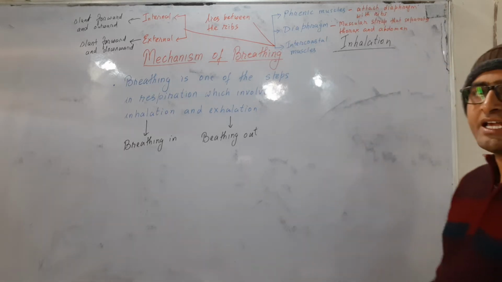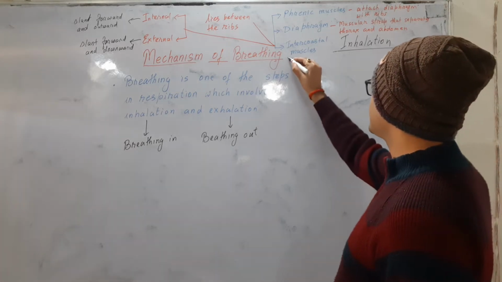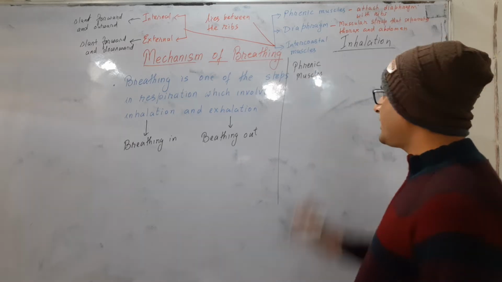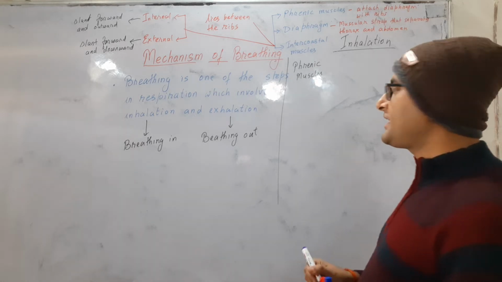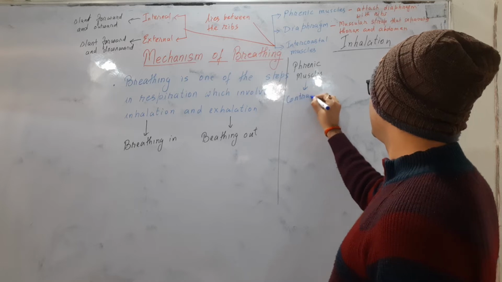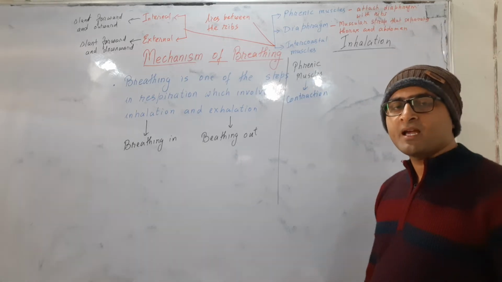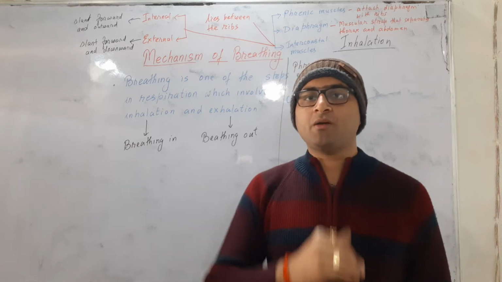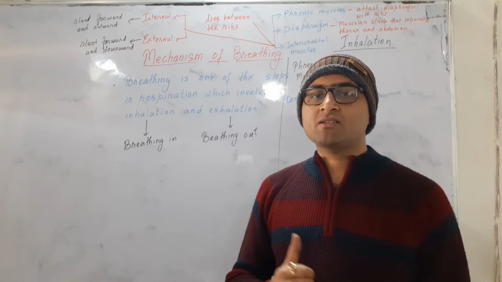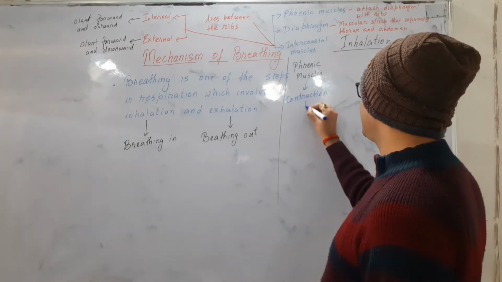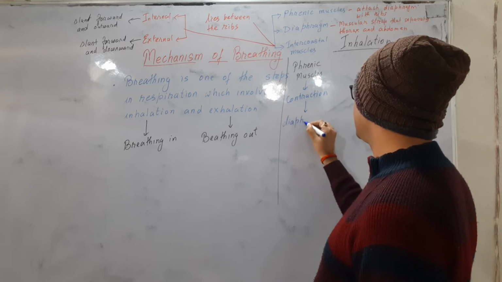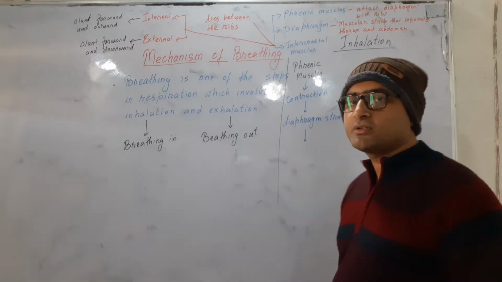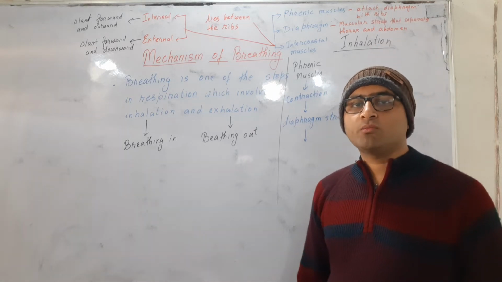Alright. Now when you talk about inhalation, we have to talk about both sets of muscles. We will start with the phrenic muscles. So what happens now? Phrenic muscles contract. Due to the contraction of phrenic muscles, the diaphragm, which usually lies in a dome shape, straightens. Due to the straightening of the diaphragm, the volume of the thorax increases.